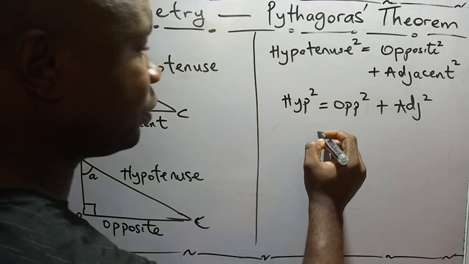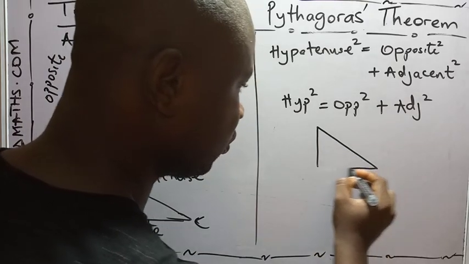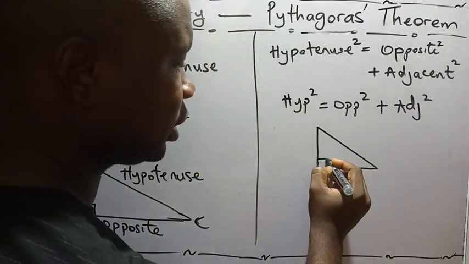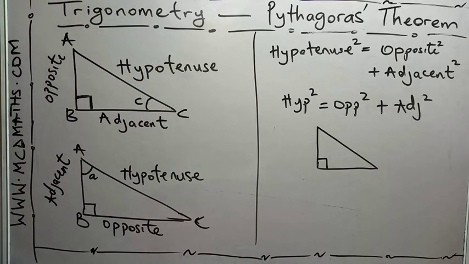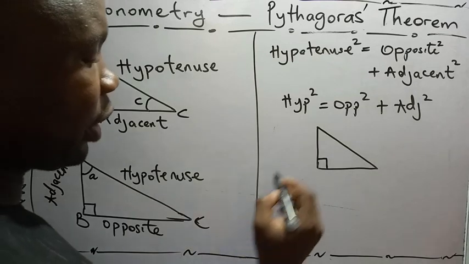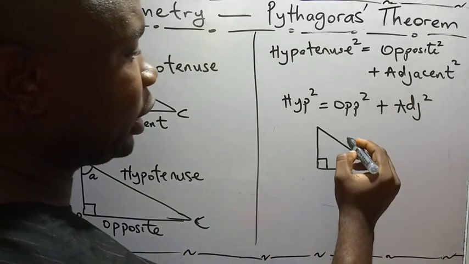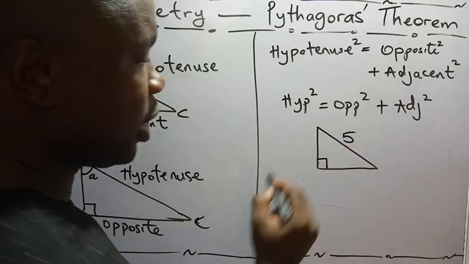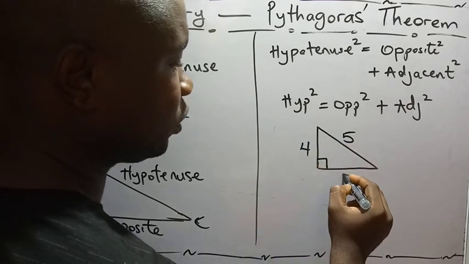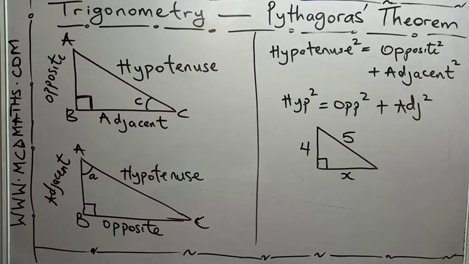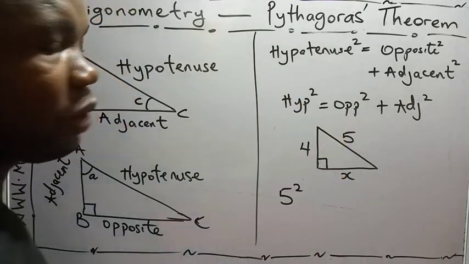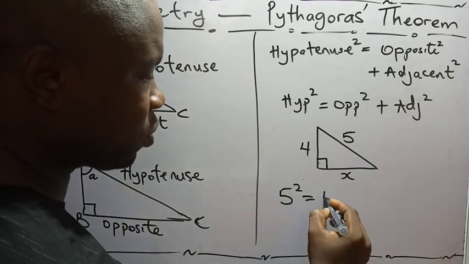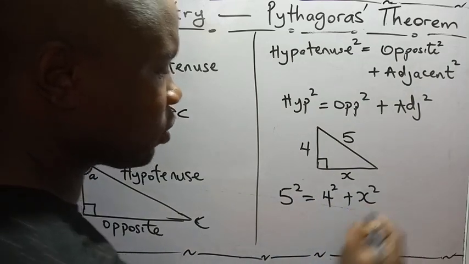Let's quickly take an example. If we have a triangle like this, and this is angle 90. Always remember, angle 90 is very important. You locate that before you start talking about anything. Now if this is angle 90 and say this is 5 and this is 4 and you're trying to look for x, how do you get x? Simple. Applying the theorem of Pythagoras, 5 squared, which is the longest side, is equal to 4 squared plus x squared.